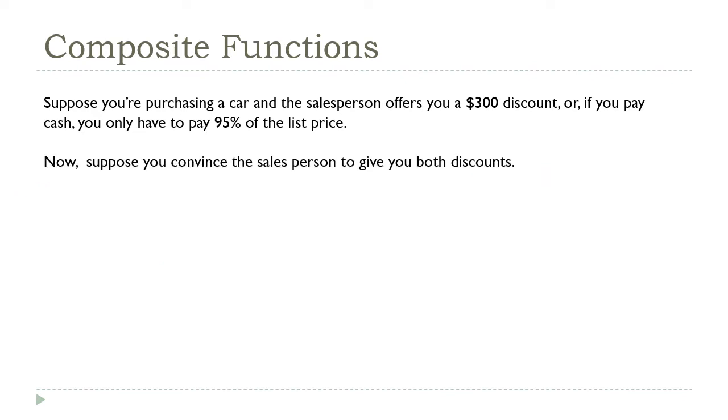I've got the exact same two functions. Let me write them again here. P1 of x is x minus 300, and P2 of x is 0.95x. And now the thing I've added here is you are such a dazzlingly good negotiator that you have convinced this salesperson to give you not one discount, but both of them. So I want to come up with a new function that describes the new final price based on getting both of these discounts, one discount and then the other.